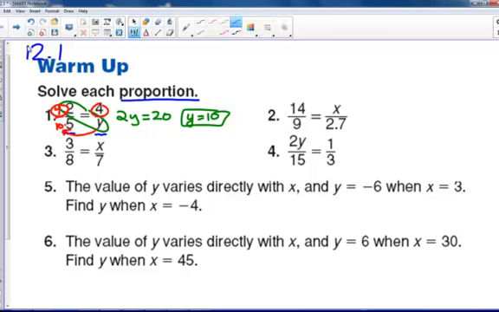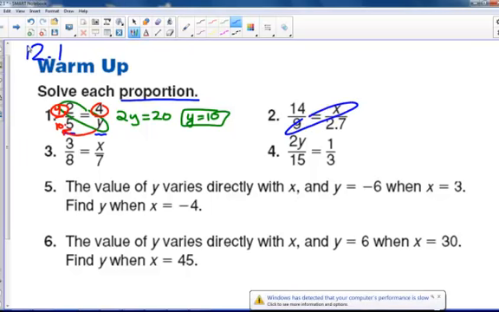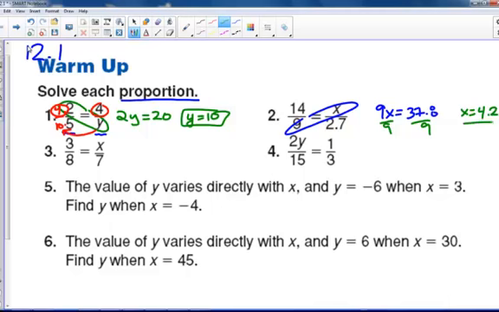In number 2, we could scale this up by multiplying, or we could just cross multiply. So I'm going to grab a calculator. So 9x would equal 14 times 2.7, which is 37.8. So when you divide both of those sides by 9, x would equal 4.2.